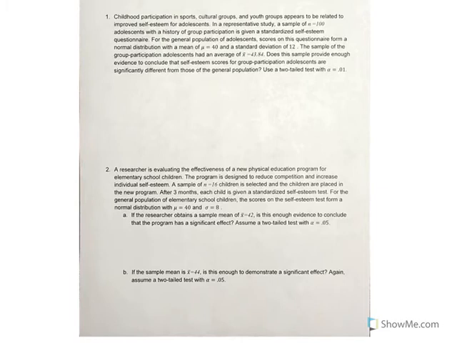Does this sample provide enough evidence to conclude that self-esteem scores for group participation adolescents are significantly different from those of the general population? Use a two-tailed test where alpha equals 0.01. All right, now this is very simple. It's a lot of words, but you need to determine if there's enough evidence to keep our null hypothesis or reject the null hypothesis. Those are the terminologies that we use with hypothesis testing.